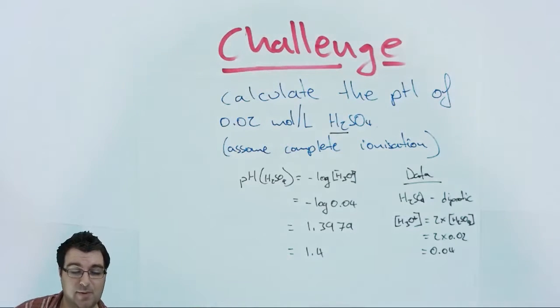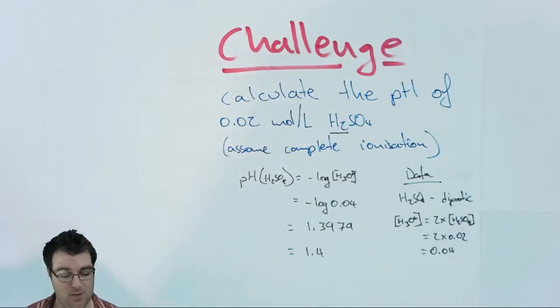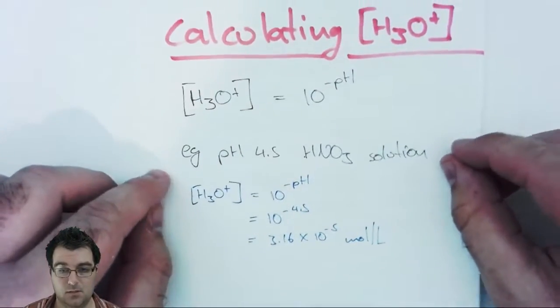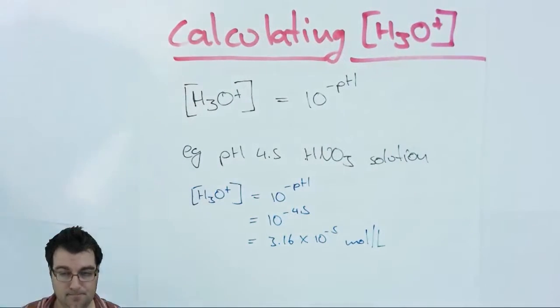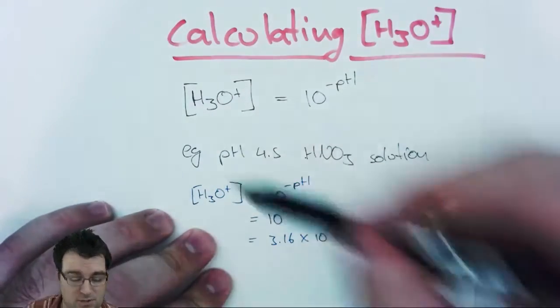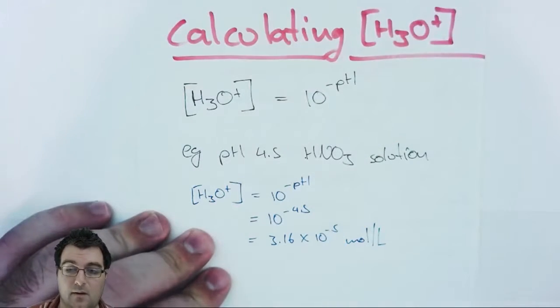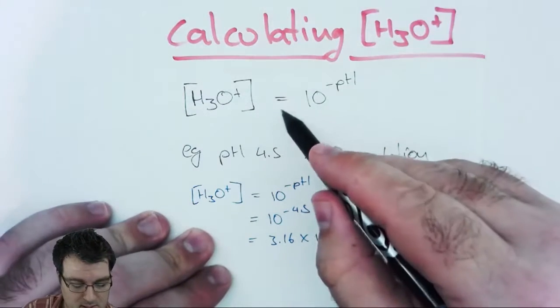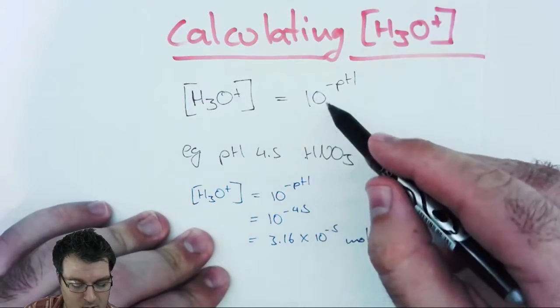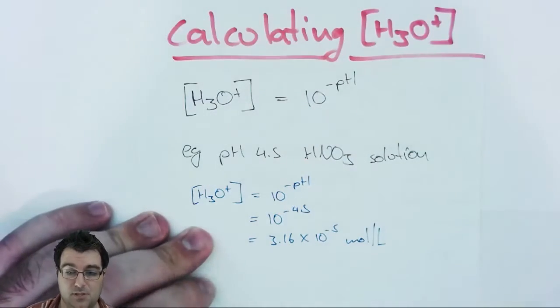But what if you already have pH and you want to work out the concentration of hydronium ions? Well, we can do that too. All right, and to do that, we use the following expression just here. So our hydronium ion concentration being indicated by these square brackets around the chemical species, can be found by taking 10 and putting it to the power of the negative pH.